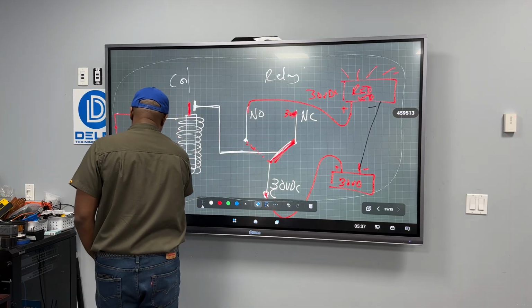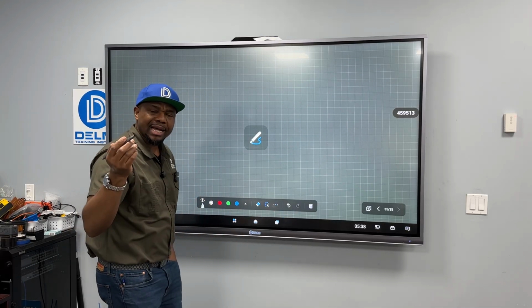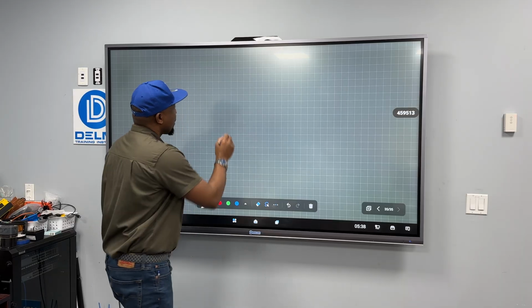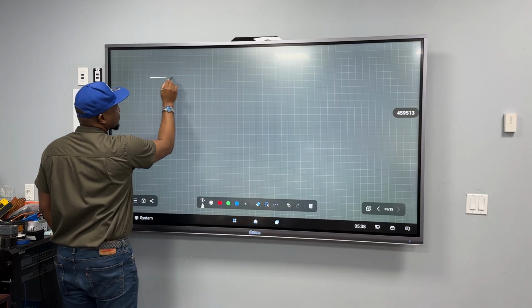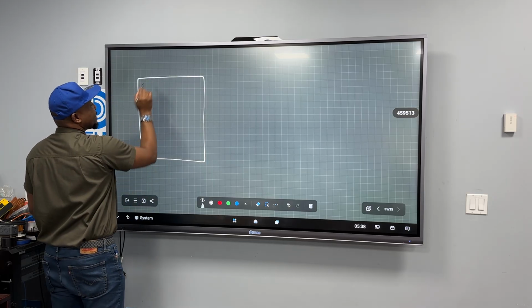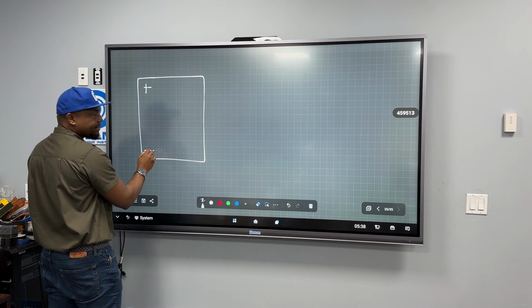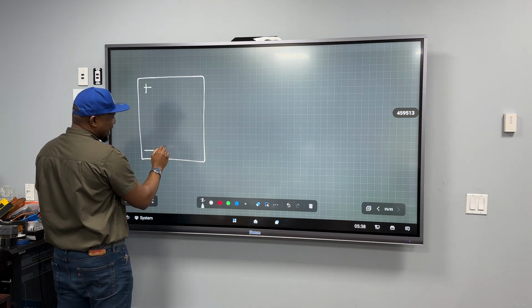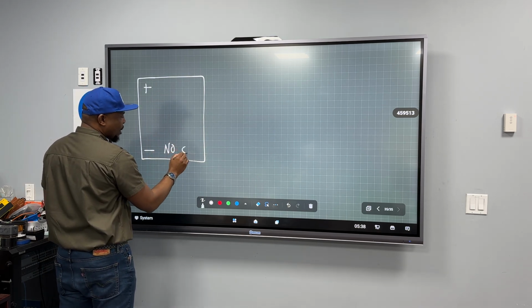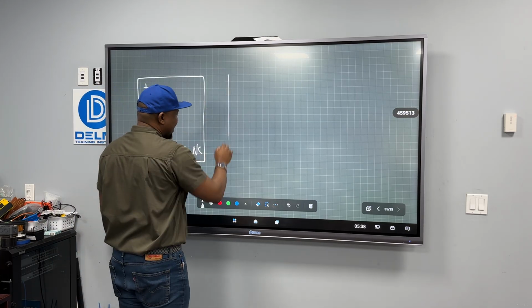This is very valuable based on what we're doing. So let's look at the different types of relays. This is just a regular relay. It's got a positive and it's got a negative. And we can have one that has a normally open, common, and normally closed.